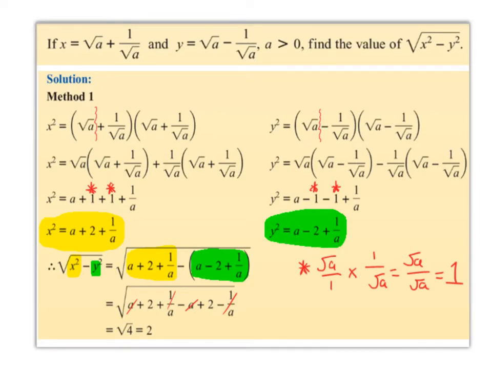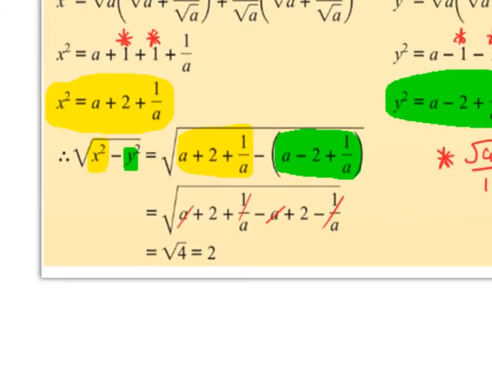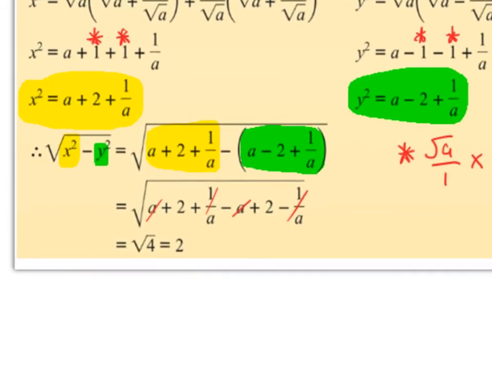So we were asked to find the value of the square root of x squared minus y squared. So the square root of x squared minus y squared will be the square root of a plus 2 plus 1 over a, because that's what we got for x squared. Swapping that x squared for that. Then we have our minus, and then y squared is a minus 2 plus 1 over a. So we bring down the a, the 2, and the 1 over a. Minus times a is minus a. Minus times minus 2 is plus 2. Minus times plus 1 over a is minus 1 over a.